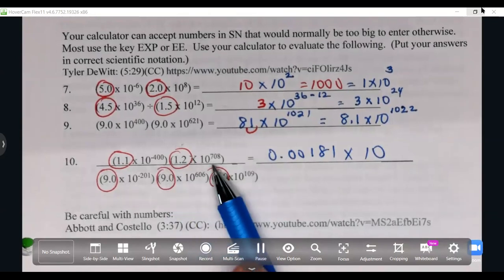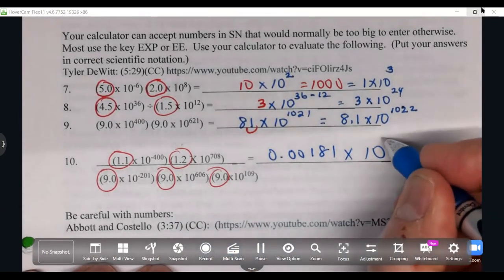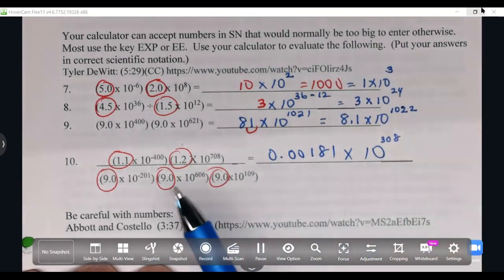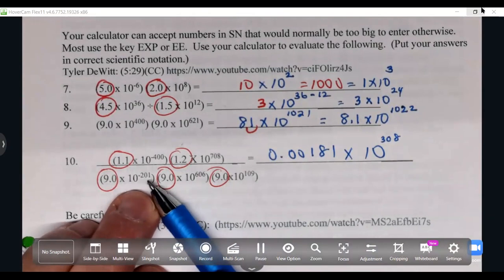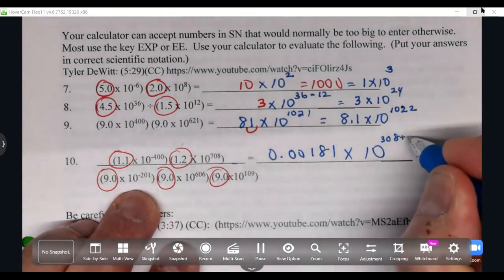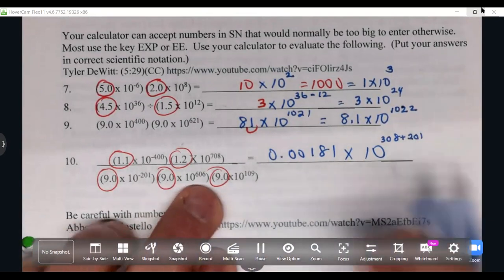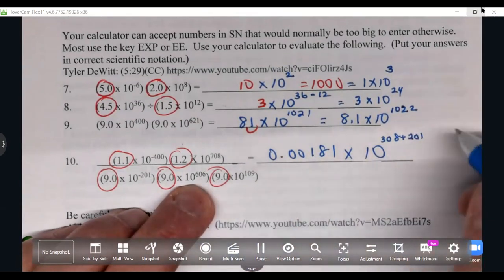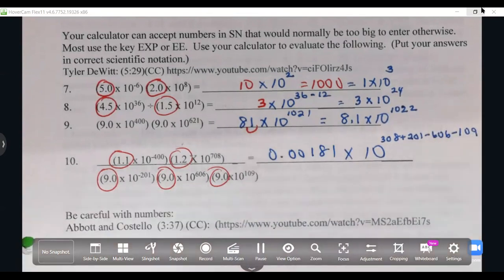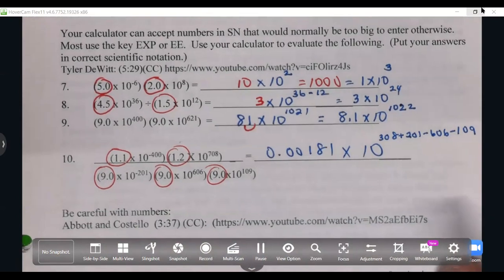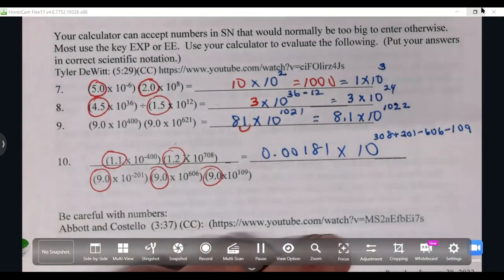Okay, times 10 to the, when we multiply these on top, we're going to add the exponents. So negative 400 plus 708 is going to be a positive 308. Then this is negative 201. So we're going to add 201 because we have minus a minus. We're going to do minus 606 and minus 109. So what do we get for that? Is it negative 206? Okay, so we get a negative 206.